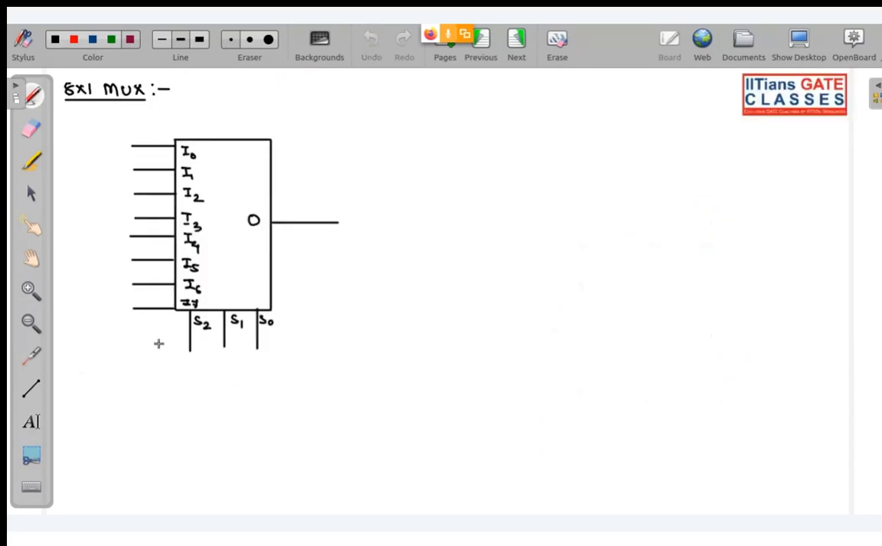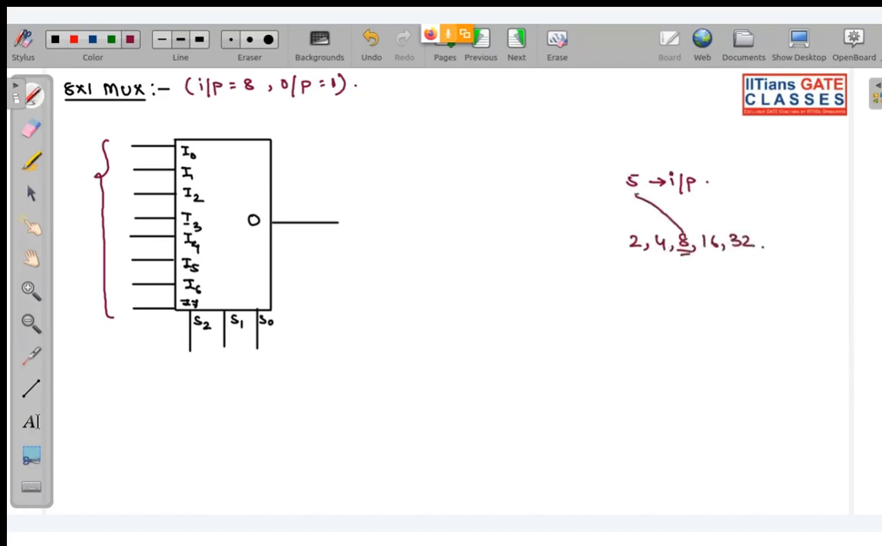Now the last thing is the 8 cross 1 mux. In an 8 cross 1 mux, we have 8 inputs and 1 output. You can even have, like, 5 inputs, but the number of input lines will be a power of 2 only, like 2, 4, 8, 16, 32. Out of these 8, you can use 5, and you can make the remaining 3 inputs which you don't require 0 or ground. But input lines will always be a power of 2.